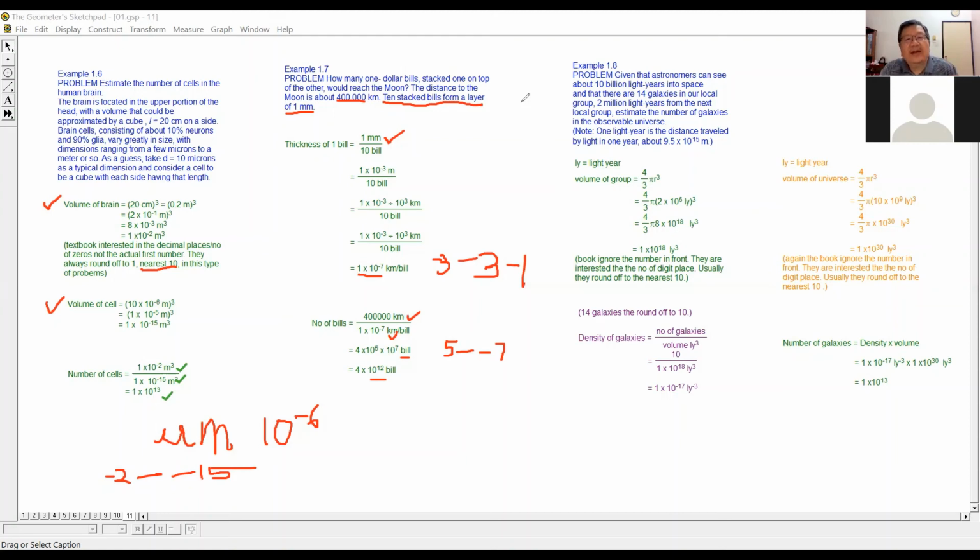Now, the second thing we learn here is that the unit must be consistent. So if you use meter cube, then when you want to multiply or divide them, you have to make sure that both of them are in meter. In the second case, when you want to multiply or divide them, you have to make sure both of them are in kilometer. Of course, you can change to meter, it doesn't matter. If the thickness of the note you change to meter, then the distance to the moon you also use meter. So make sure that they are consistent. These are the two things that we learn.